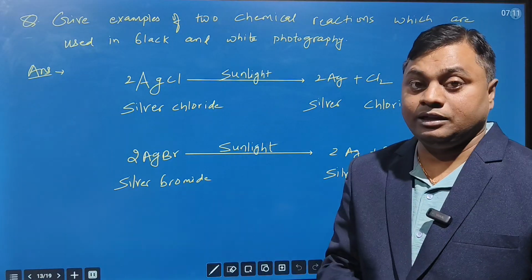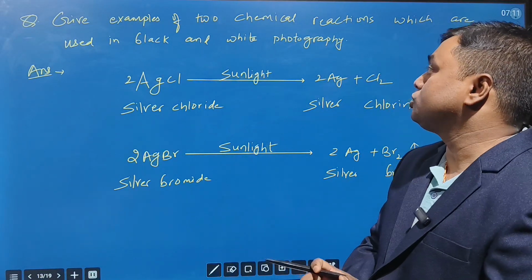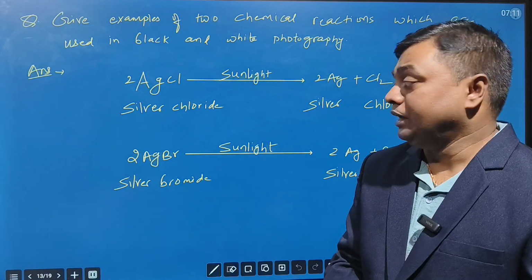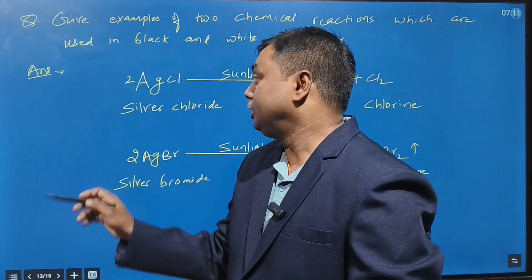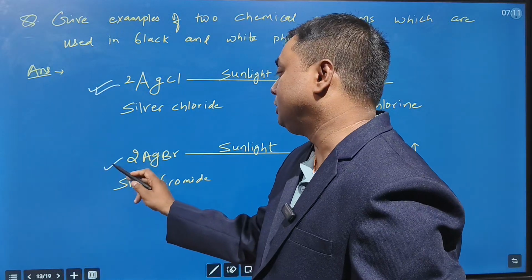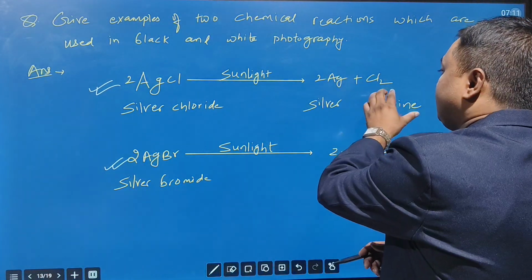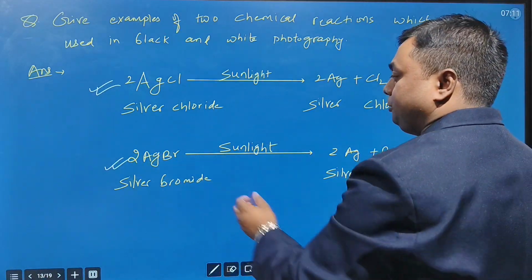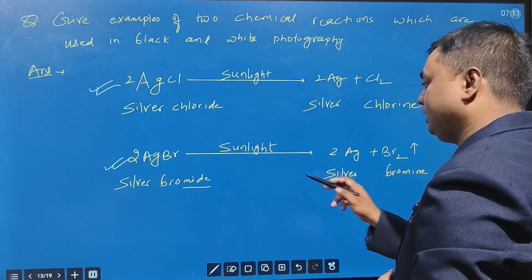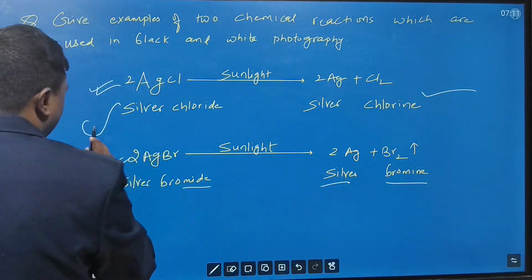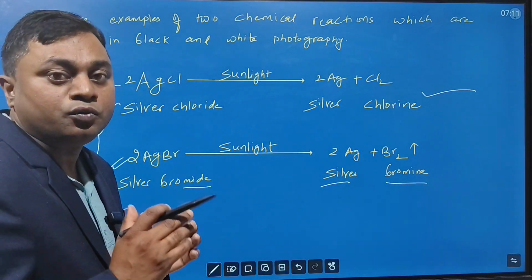Here the next question is: give two examples of chemical reactions which are used in black and white photography. Here photochemical decomposition of silver chloride and silver bromide are the examples. 2AgCl gives rise to 2Ag plus Cl2, and 2AgBr, that is silver bromide, in the presence of sunlight gives rise to silver and bromine. So these two reactions are used in black and white photography.